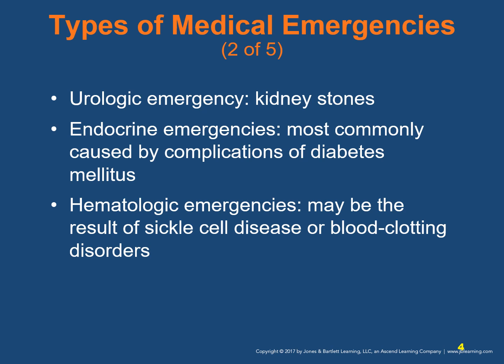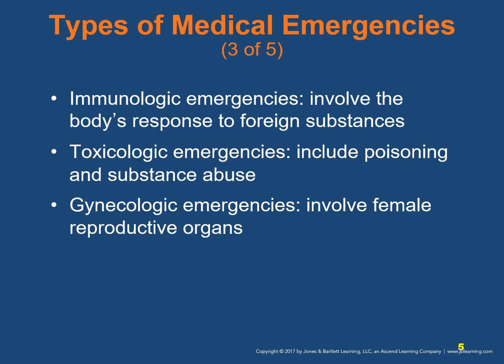Hematologic, blood, emergencies may be the result of sickle cell disease or various types of blood clotting disorders such as hemophilia. Immunologic emergencies involve the body's response to foreign substances. Allergic reactions are a type of immunologic medical emergency that can range from fairly minor to life-threatening. Toxicologic emergencies involving poisoning and substance abuse result in other types of medical emergencies.